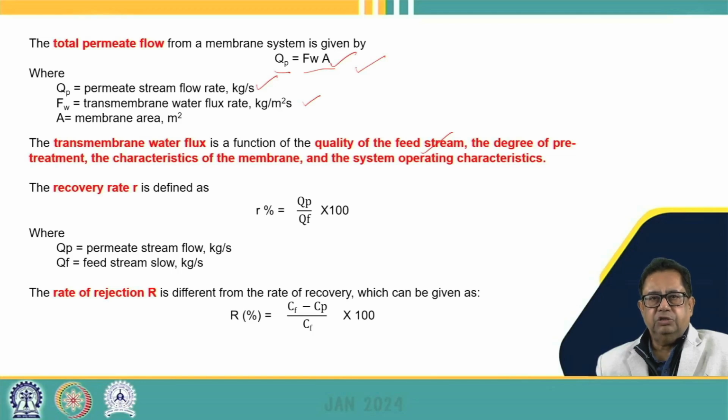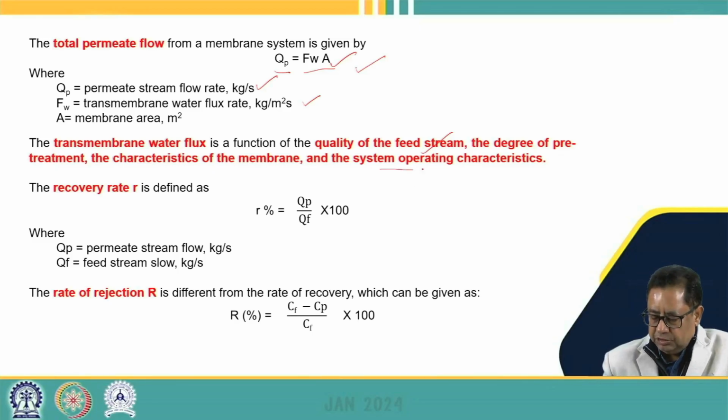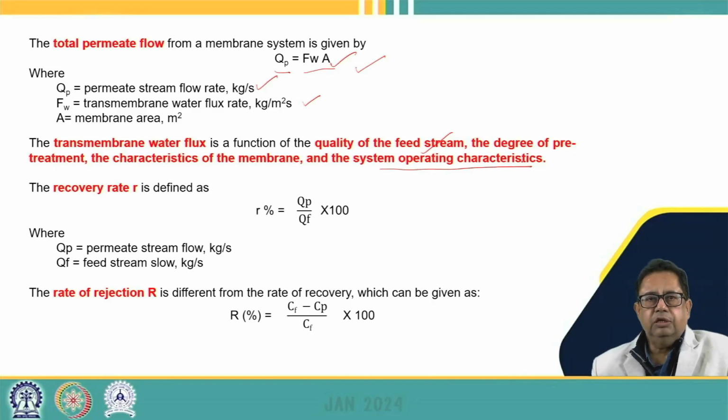Similarly, the characteristics of the membrane also decide the transmembrane water flux. That is, depending upon the pore size, the flux may be higher or lower. Similarly, the system operating characteristics also affect the transmembrane water flux through the membrane.